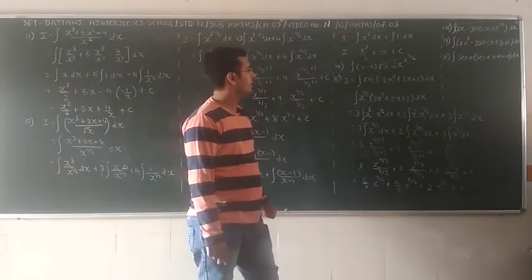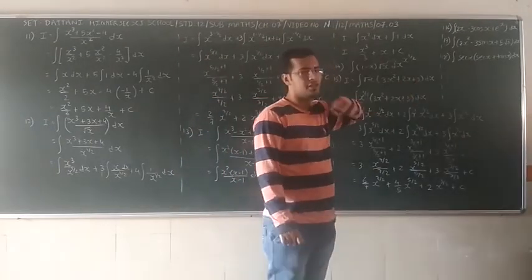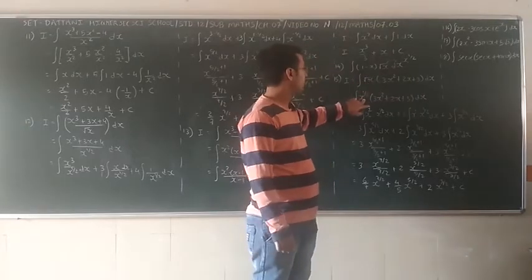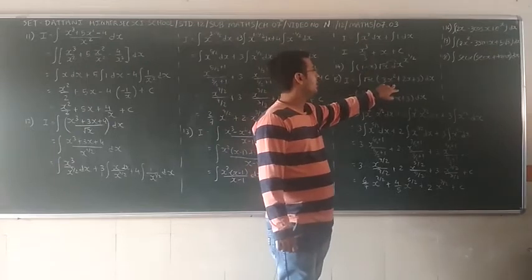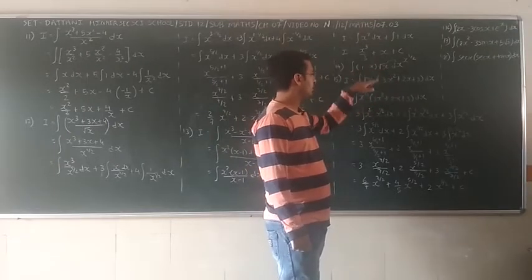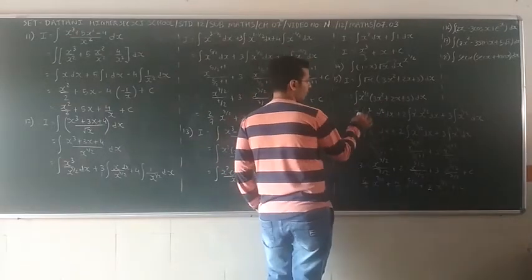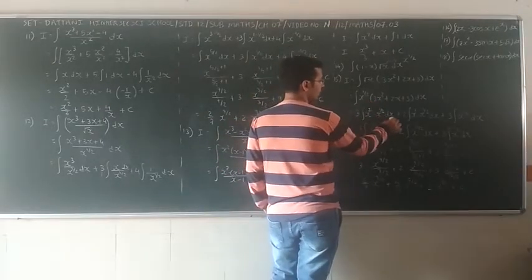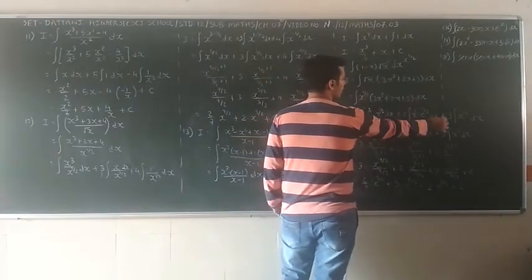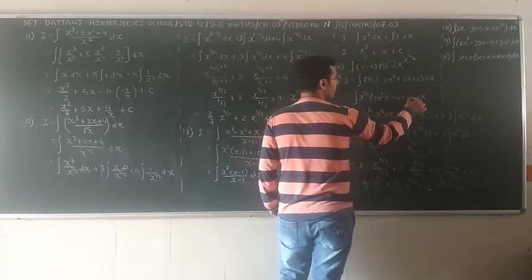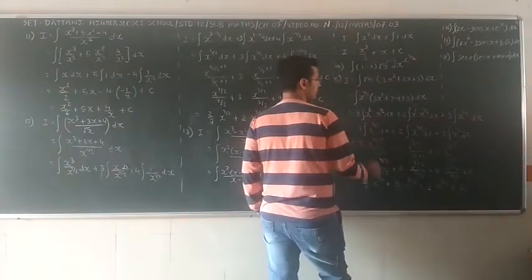Next, the 15th one: root x in brackets (3x square plus 2x plus 3) dx. Root x means x raised to 1 by 2, same. Here the quadratic expression is there, so you have to multiply the same thing and separate the integration. 3 comes out, x square into x to the 1 by 2 dx, plus 2 comes out, x into x raised to 1 by 2, plus 3. Here nothing means 1, so 1 into x raised to 1 by 2, x raised to 1 by 2 dx.